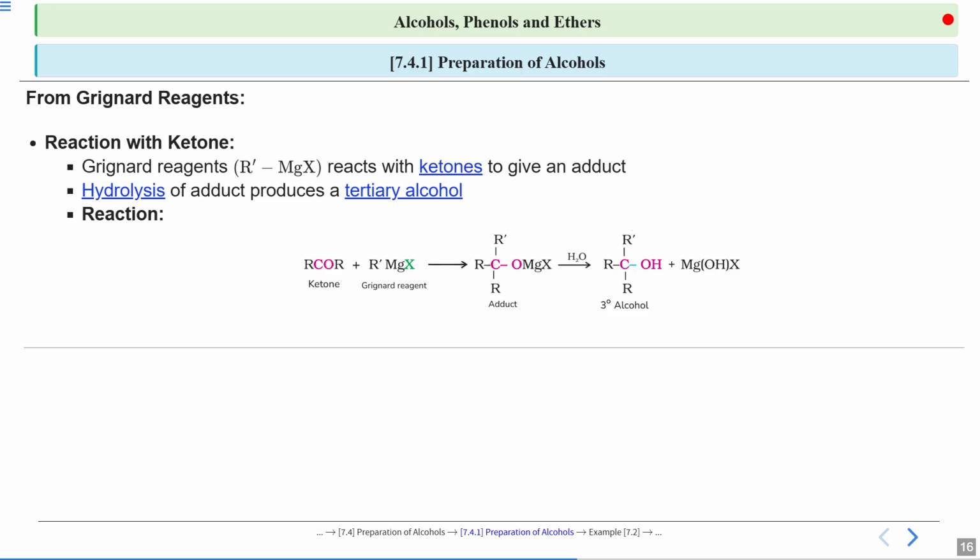And when this adduct undergoes the hydrolysis process with the water molecule, you will get a tertiary alcohol because the carbon attached to the OH is attached to three other carbons. So this is a tertiary alcohol. Plus MgOH will be your side product. Okay. So formaldehyde gives us primary alcohol, other aldehydes give us secondary alcohol, and ketones give us tertiary alcohol after the reaction with Grignard reagent and the hydrolysis process.